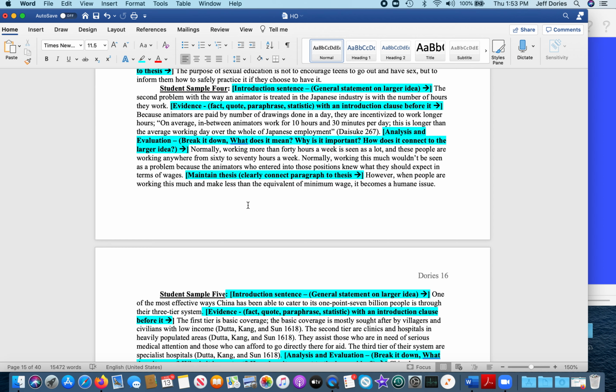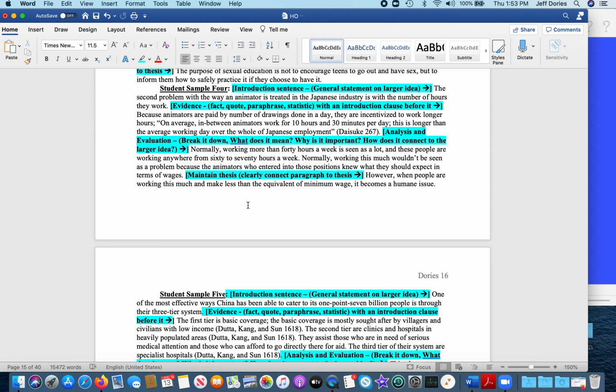If you just change that, it would no longer work as an introduction because that number would need to be cited. It needs to be a general, larger idea that does not need to be cited. And so here it works because they keep that vague. Okay, now the evidence, the fact, quote, paraphrase, statistic with an introduction clause or phrase from you before it.